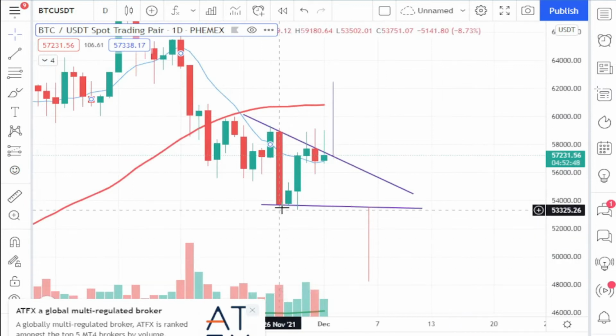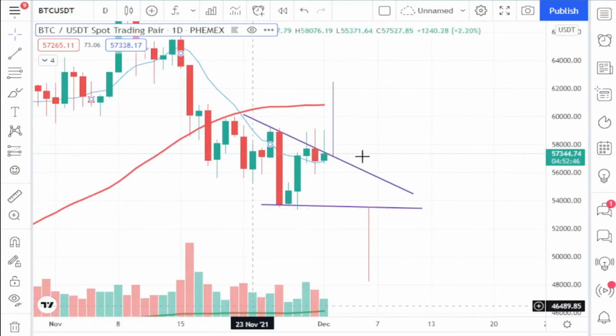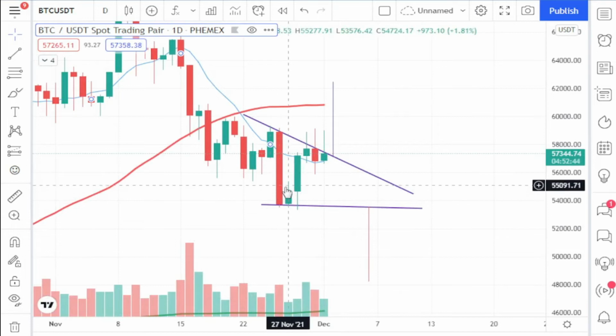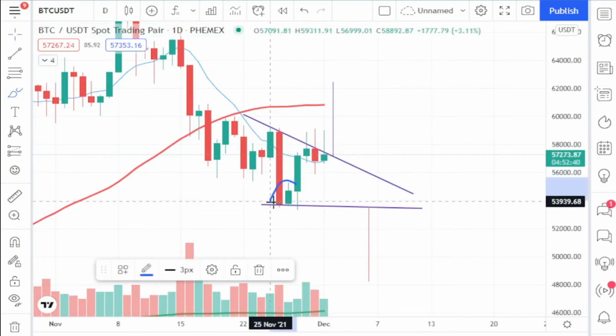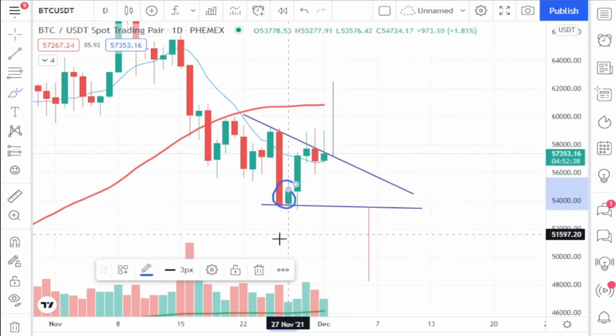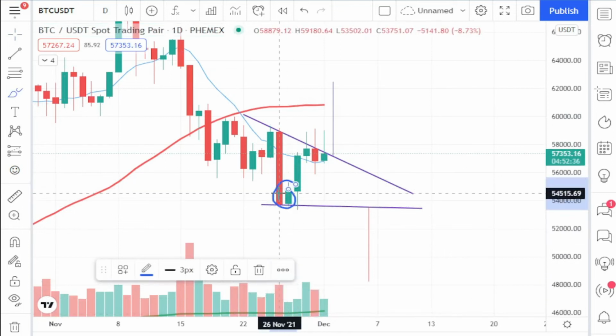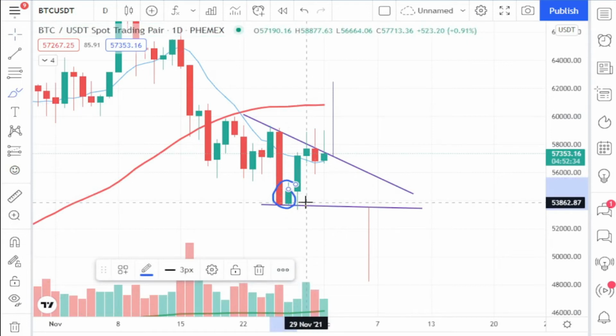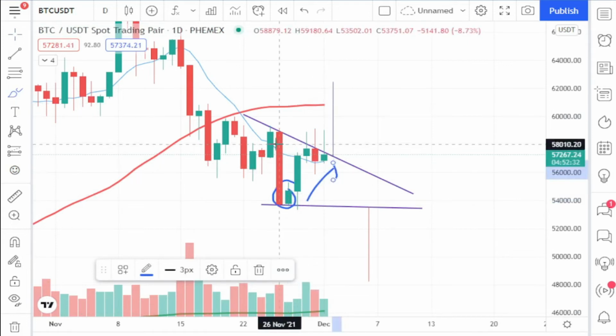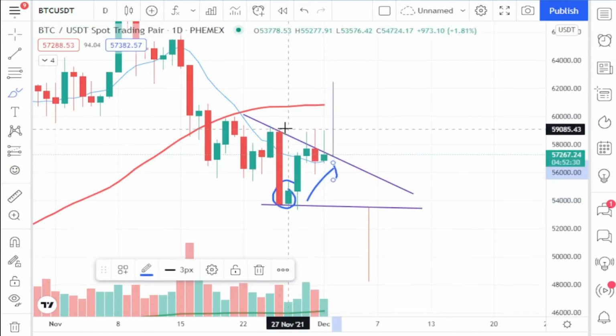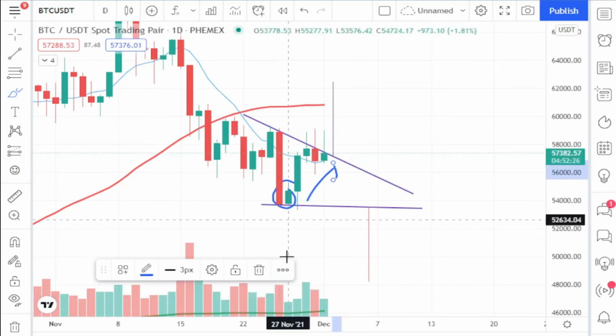The other day I was talking about this bullish engulfing pattern right here. And quite frankly, I did not see this bullish engulfing pattern taking this price up here. I thought this would work out because it had more volume than this.